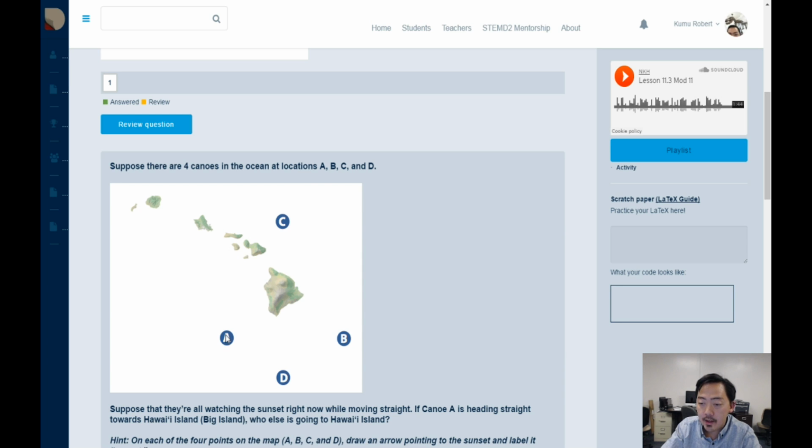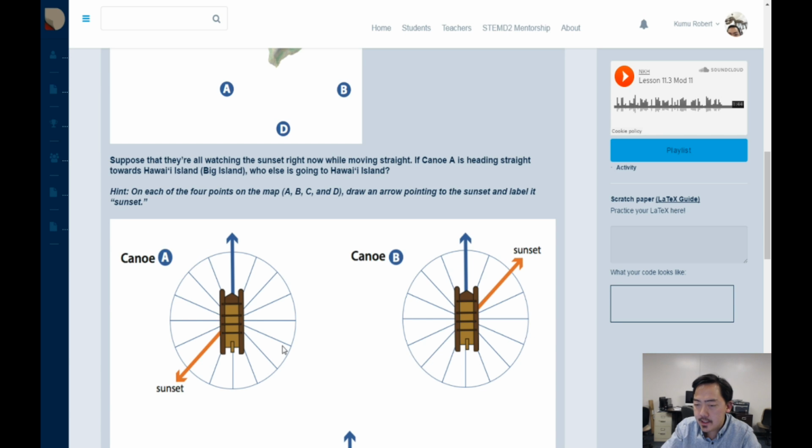Canoe A is over here, and they are heading straight towards the Big Island. If we compare this diagram for Canoe A and this diagram for Canoe B, we can see that this angle and this angle are supplementary. If we rotate this to line up the sunsets, then we can see that Canoe A and Canoe B are going in opposite directions.